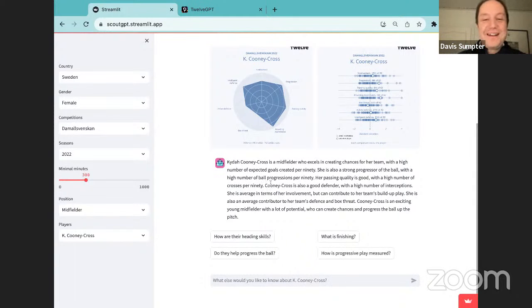But we've got Cooney Cross as a midfielder, who excels at creating chances for a team with a high number of expected goals created per 90. And then it goes into more detail of how she progresses the ball and so on, and summarizes it as: Cooney Cross is an exciting young midfielder with a lot of potential who can create chances and progress the ball up the pitch.